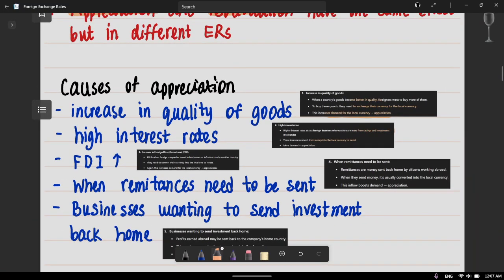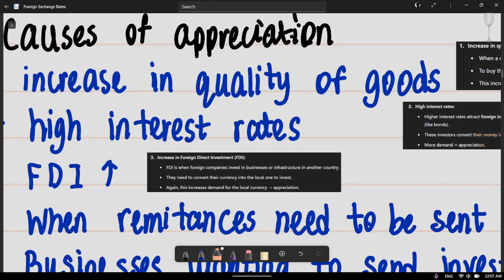Then FDI. FDI stands for foreign direct investment. Now, FDI is when foreign companies invest in businesses or infrastructure in another country. Okay, so FDI is basically businesses going to different countries to set up manufacturing so that they can produce or run their businesses over there. Now, they need to convert their currency into the local one to invest, right? Like, for example, if you are a business in, let's say, Ghana maybe, and you want to invest in India, you possibly can't use Ghana cedis to invest in India, right?